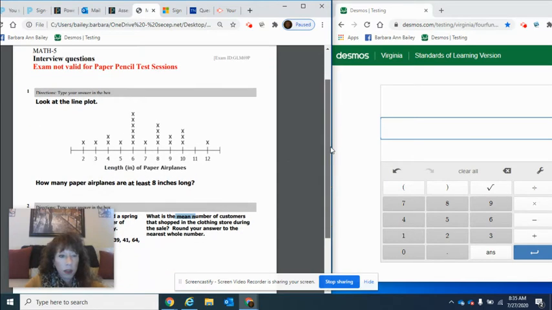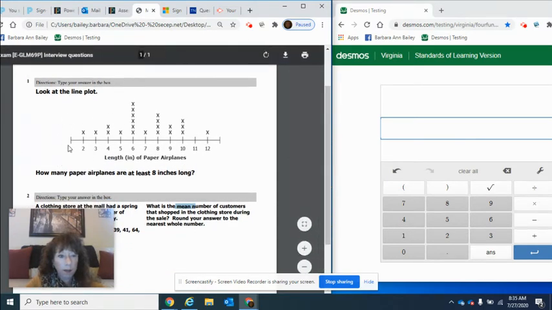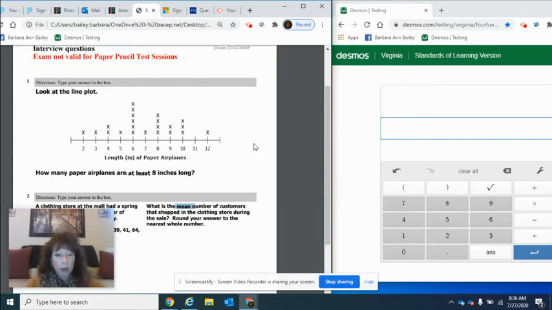So the first question that I brought up at first glance seems pretty simple. Look at the line plot. How many paper airplanes are at least 8 inches long? So, okay, we've got a line plot. We've got numbers and X's, not super complicated at first glance.